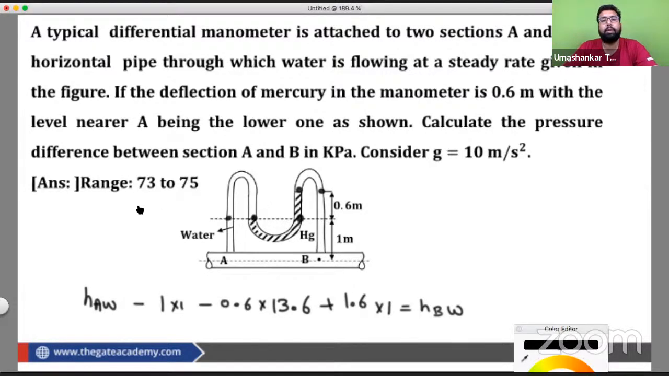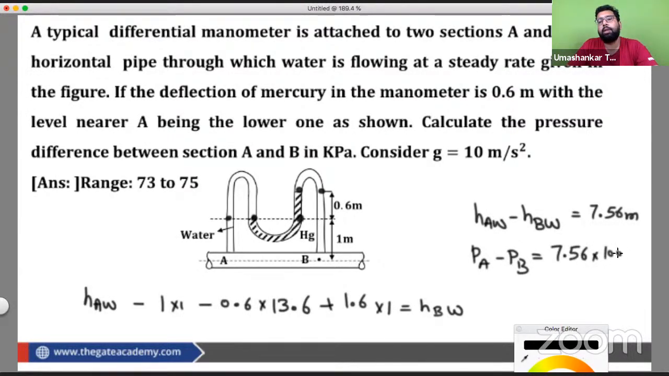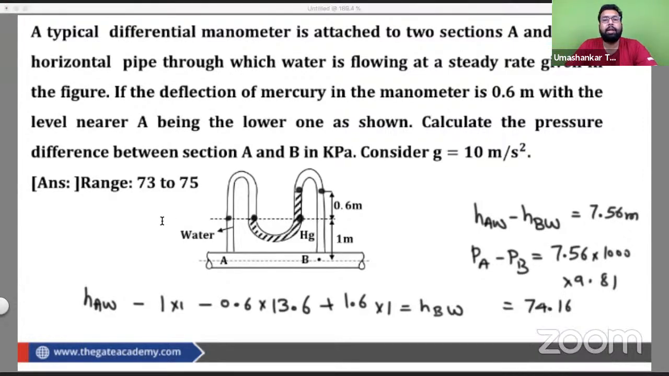So from here, we can solve this equation. And when we solve it, we get HAW minus HBW, and it is going to be equal to 7.56 meter. Then we can convert it into pressure, and it will be PA minus PB. So 7.56 into 1000 into 9.81. When you do it, you will get 74.16 kilopascal. So from here you will get the Pascal, and then I am very sure that you can convert it into kilopascal.